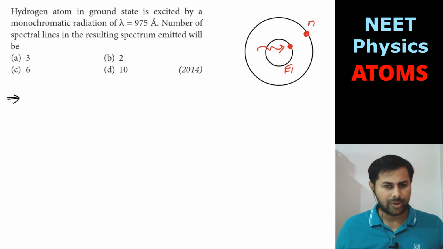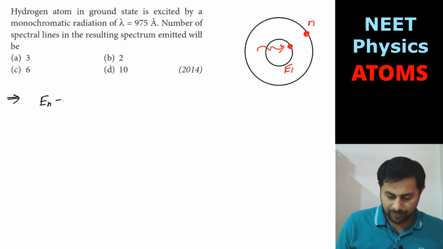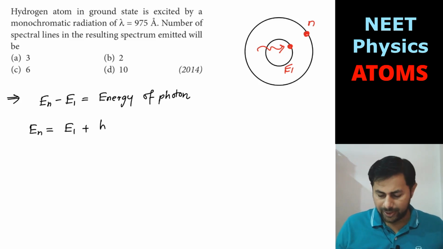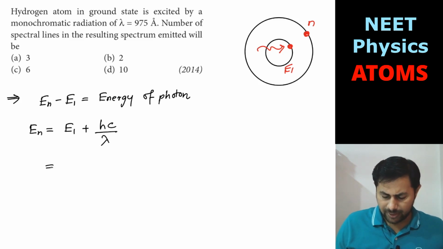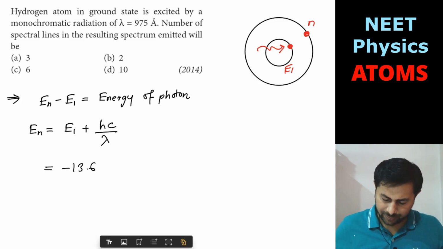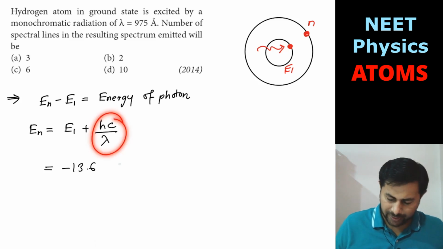That means the energy of the photon must be equal to what? En minus E1. So En minus E1 is equal to the energy of the photon, right? So En is therefore equal to E1 plus the energy of the photon. And what is the energy of the photon? h nu, but this is given in terms of lambda, so hc by lambda. Then put the values. So this is minus 13.6 electron volts, and then this is hc by lambda.